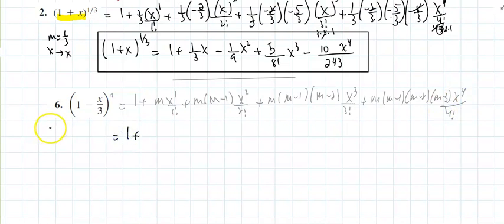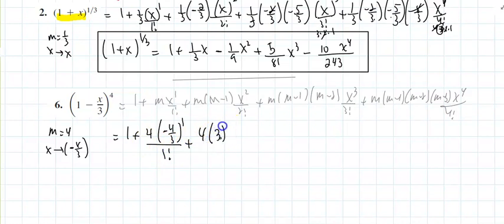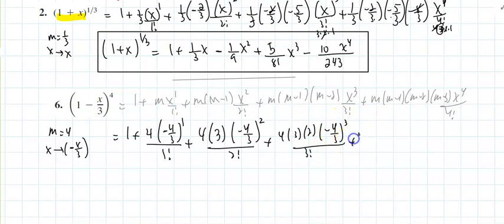That is 1 plus m is 4, and x is really replaced by negative x over 3. So substitute accordingly. 4 times negative 4/3 to the 1 over 1 factorial plus 4 times 1 less, negative 4/3 squared over 2 factorial plus 4 times 3 times 1 more, negative 4/3 cubed over 3 factorial, and 4 times 3 times 2 times 1, negative 4/3, I meant to the 4th power, over 4 factorial. So if you pay attention, you are.